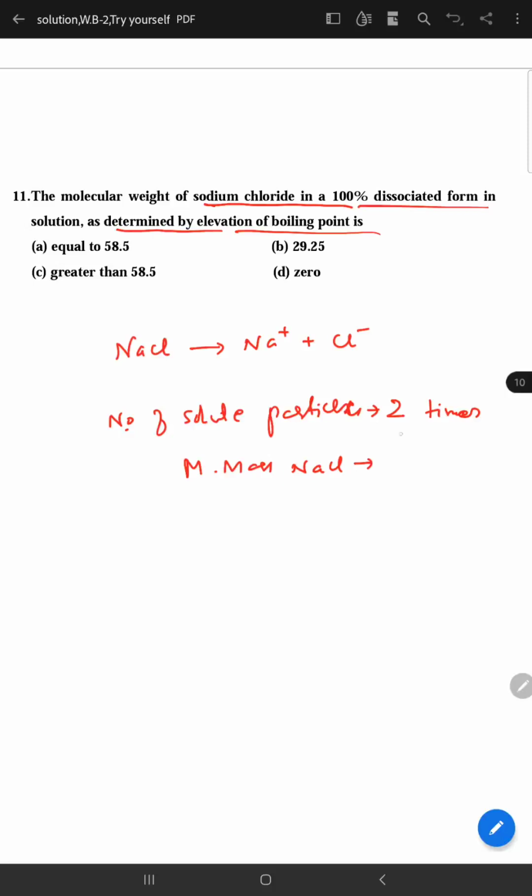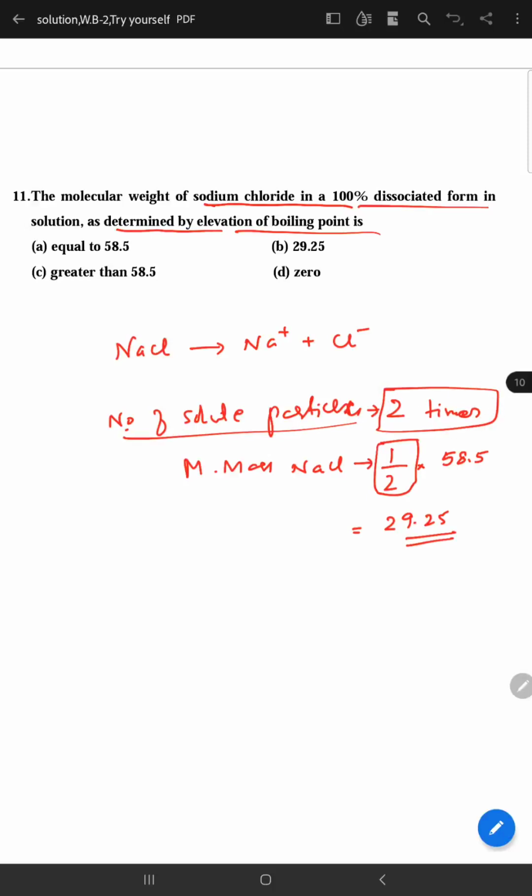So the molecular mass of NaCl determined by measuring the elevation in boiling point will be decreased by 2 times. Decreased by 2 times means it becomes half of the normal molar mass. The normal molar mass of NaCl is 58.5, so half of that will be 29.25. So remember students, the molecular mass of NaCl determined by elevation in boiling point is half of the normal value because NaCl is an electrolyte. When it dissociates, the number of solute particles is doubled. That's why the molecular mass is halved. Hence the 11th question, option B is the correct answer.